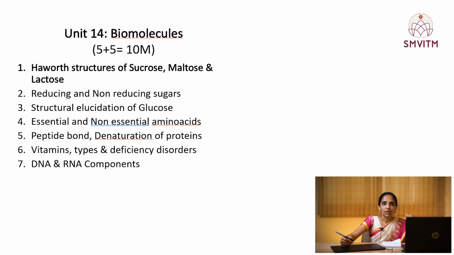Then from types of amino acids, essential and non-essential. Okay, there may be questions. Remember, lysine is essential. Questions on peptide bond in tetrapeptide. How many peptide bonds are present? The answer is 3. Denaturation of proteins, vitamins and their deficiency diseases, questions on these.